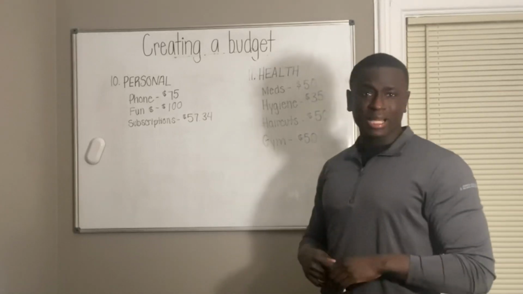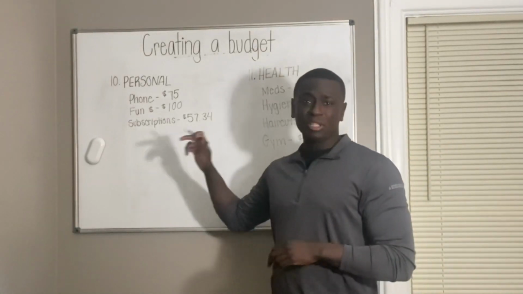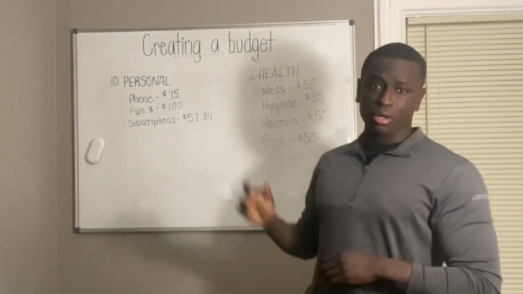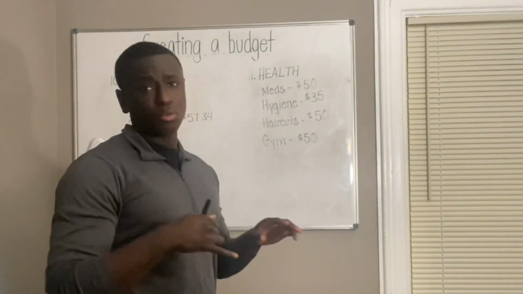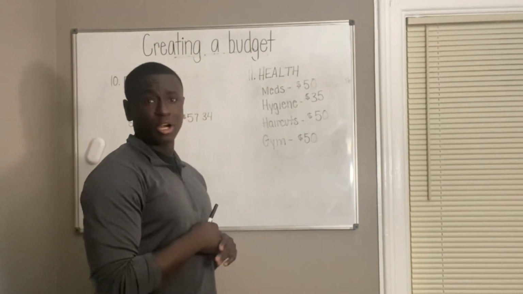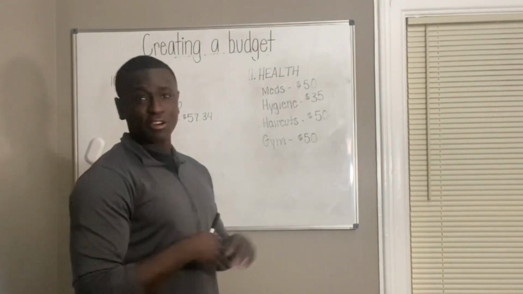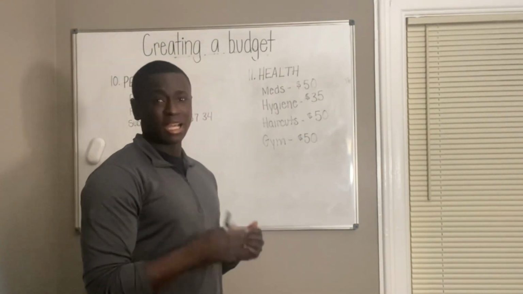What you're going to want to check out is your subscriptions, because you might be subscribed to some things that you're not aware of. And then category 11, we're going to have health, which is going to include medicine, your pre-workouts, your hygiene, your haircuts, and the gym, because you got to get those gains.